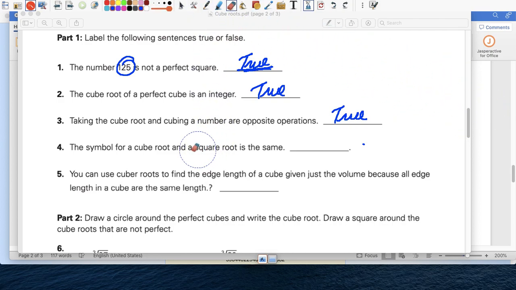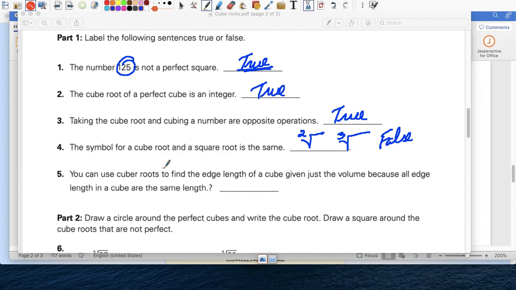The symbol for cube root and square root is the same. I don't know if they mean this radical. Because for the square root, there's a 2 here, and for the cube root, there's a 3. So I'm not too sure about this one. I'm going to say false.